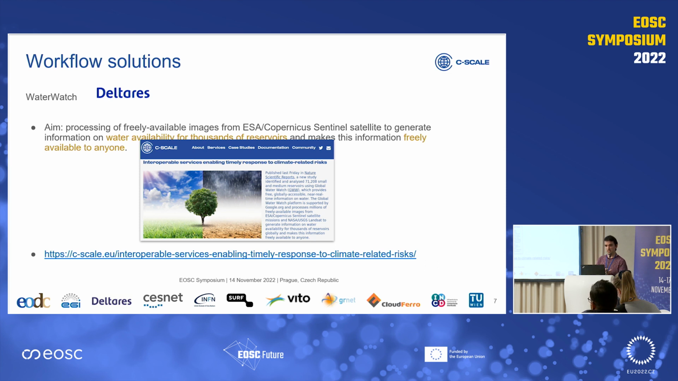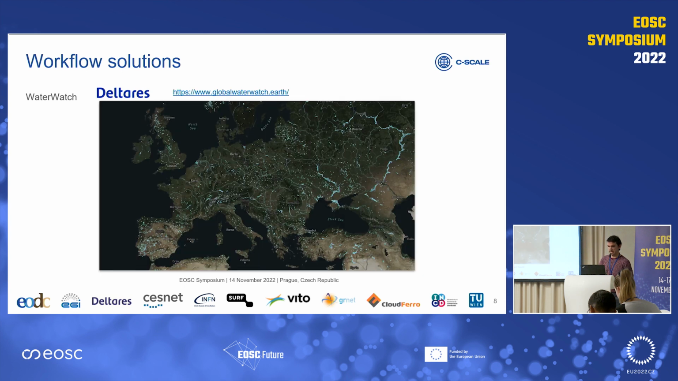The next use case is Water Watch, and the goal of this use case is to basically provide high quality information about water availability across thousands of reservoirs worldwide as well. This is just a screenshot of the news item published on the C-SCALE website. And again, here I show you a screenshot of a map. You can again go to the URL and play around, because it's also an interactive map. You can again go to the region of interest and find out more information about specific reservoirs.